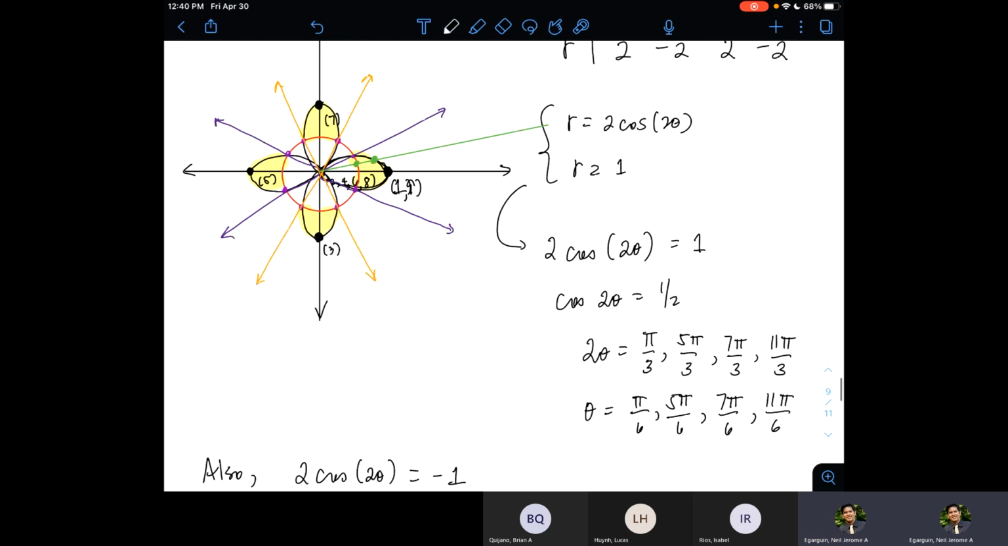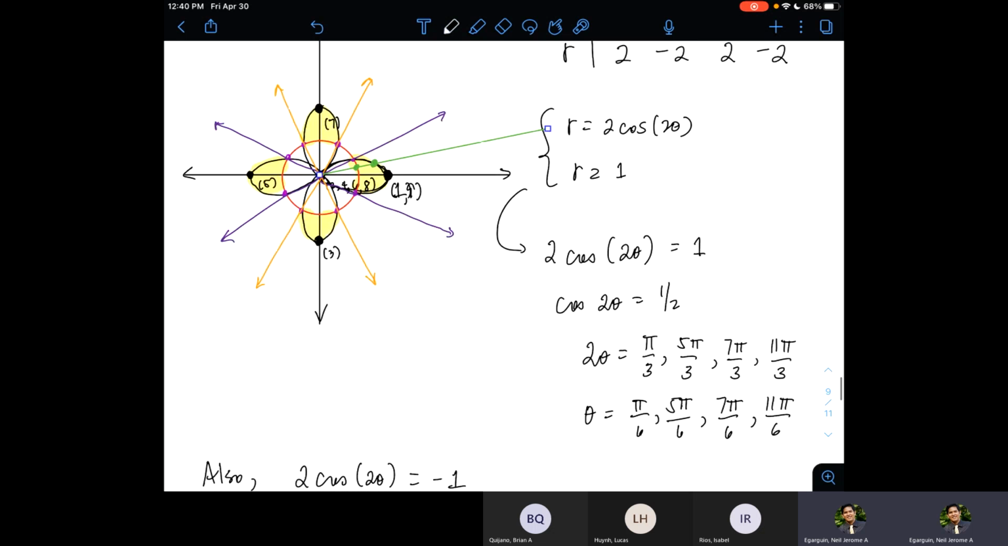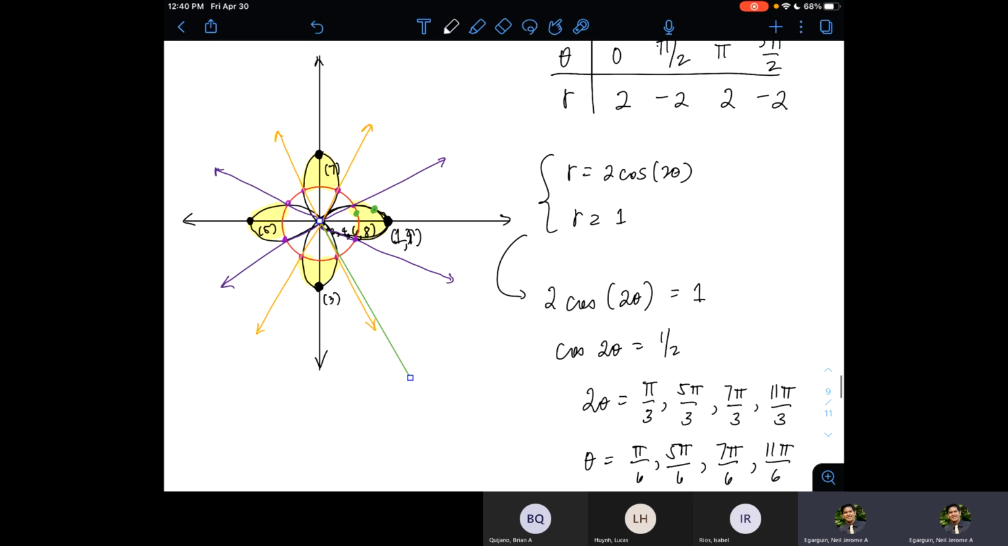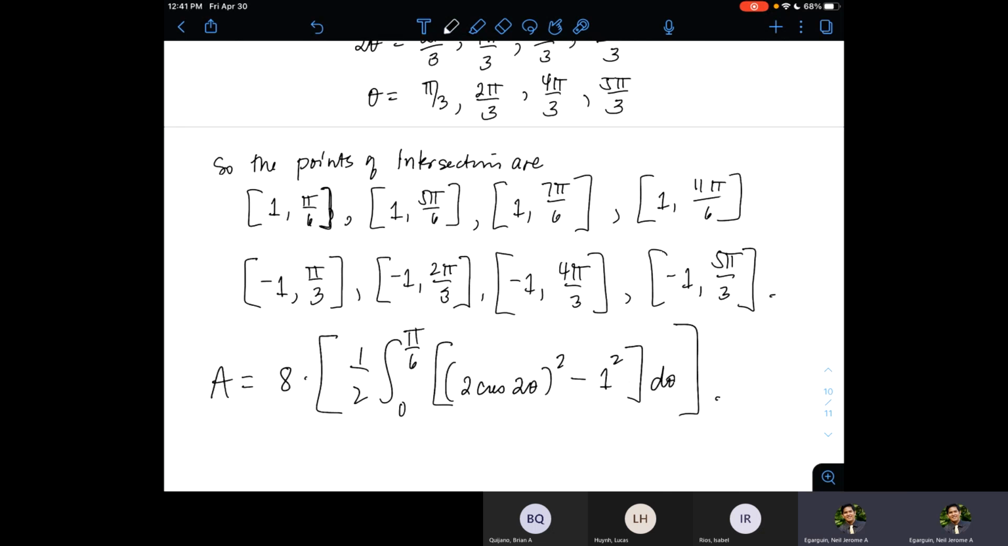You could have also selected to integrate, say, over this angular span from here until here, but you need to make sure you have the right theta value, right? Okay, any questions? No questions? Is this clear?